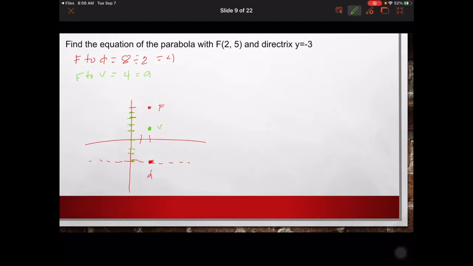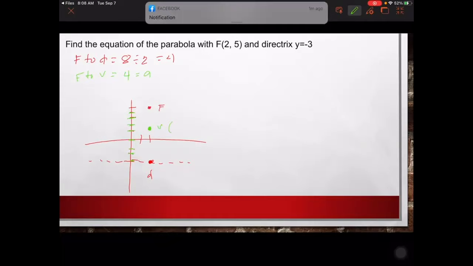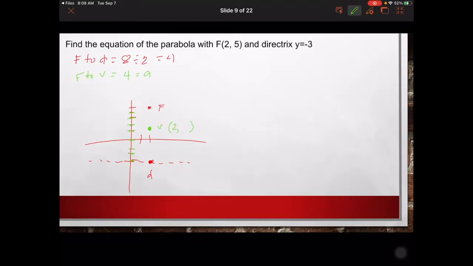Okay. So what is our equation? Our vertex has the, anong coordinates ng vertex natin? This will be 2 and 2 and what? 2 and 2? 2, 1, 2 ata. This is 2 and 1. This is 1, 2. Tapos, matapat niya is 1. Let's say 1, 2, 3, 4. Matapat niya yung 1. So, therefore, your vertex is (2, 1). So, this is your H. And this is the K.